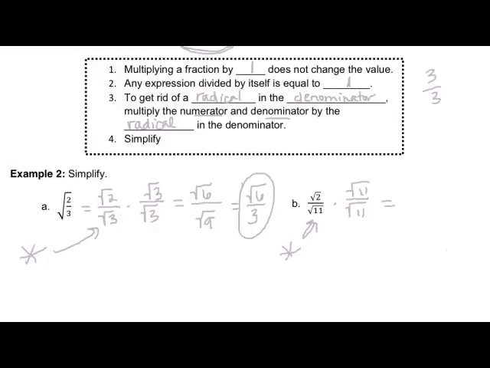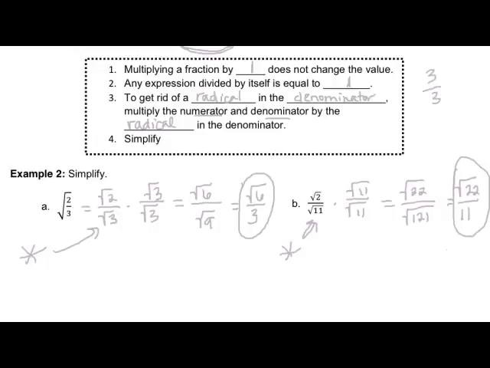The square root of 2 times the square root of 11 is the square root of 22. Square root of 11 times the square root of 11 is the square root of 121. We know that the square root of 121 is just 11. So we get the square root of 22 over 11, and that's our simplified fraction.